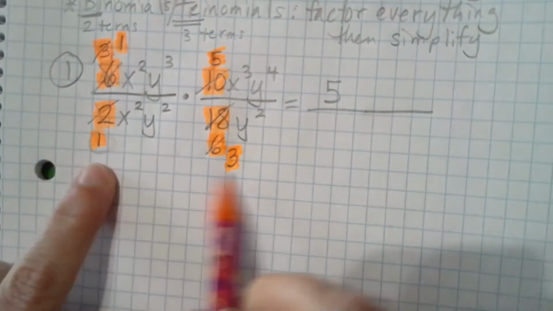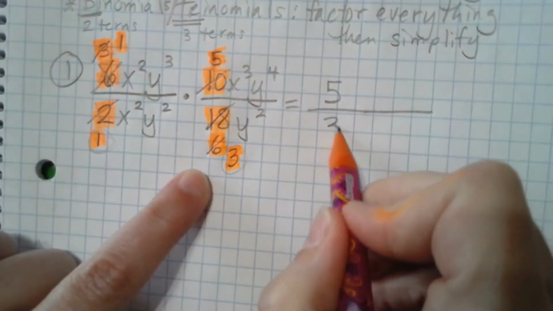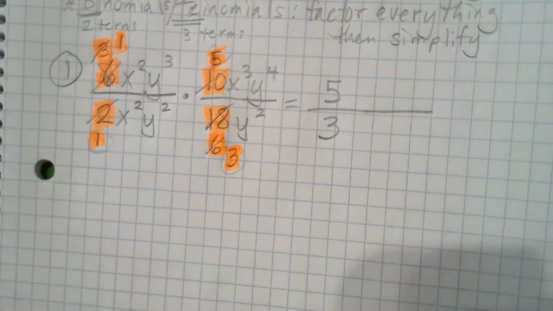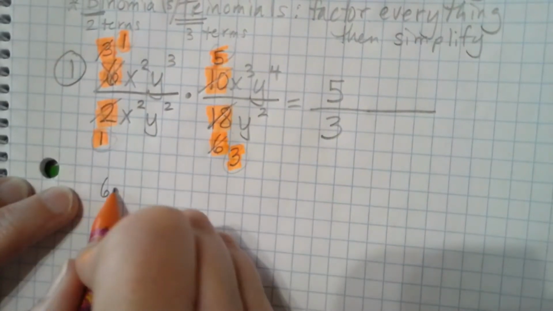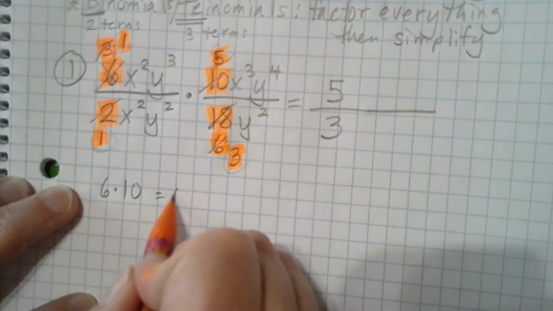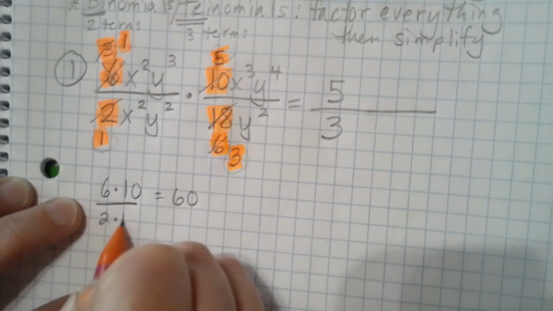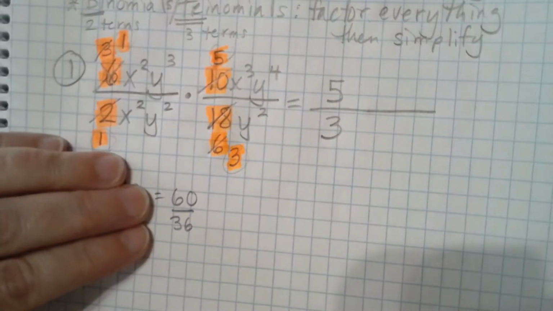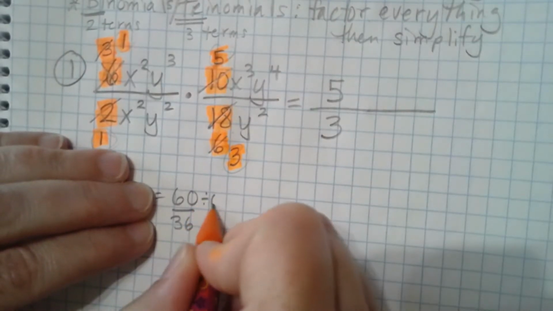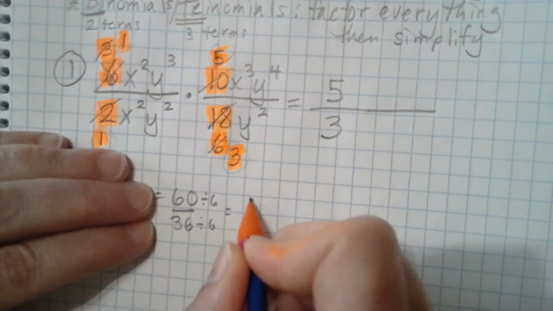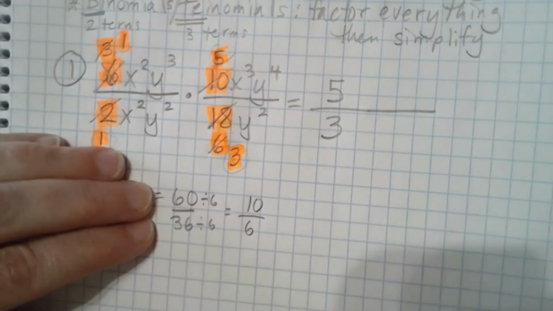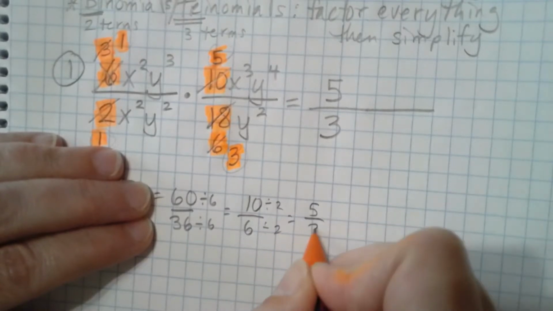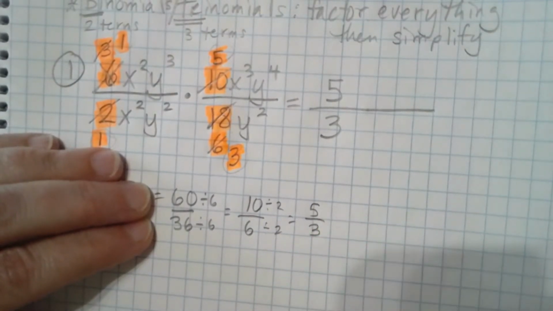And 1 times 3 gives me 3. And that's now already reduced. Okay, so just a side note, if I had done 6 times 10 and got 60, and 2 times 18 and got 36, then I could have simplified that. I could have said, oh, well, 60 and 36 can both divide by 6. That would give me 10 over 6. And then 10 and 6 can both divide by 2, so that would give me 5 over 3, and I can't reduce that any further.